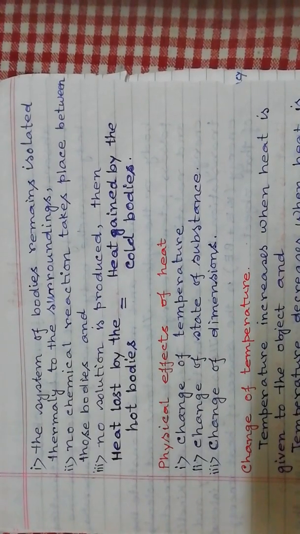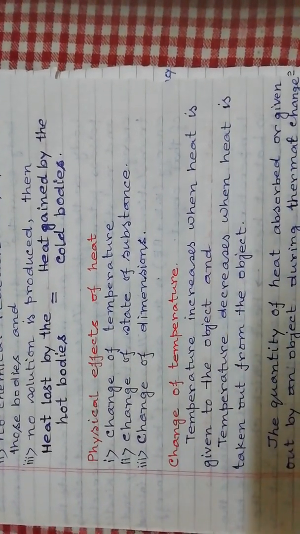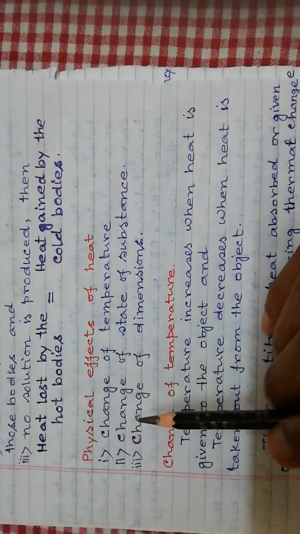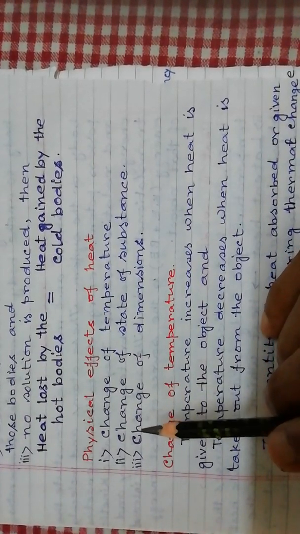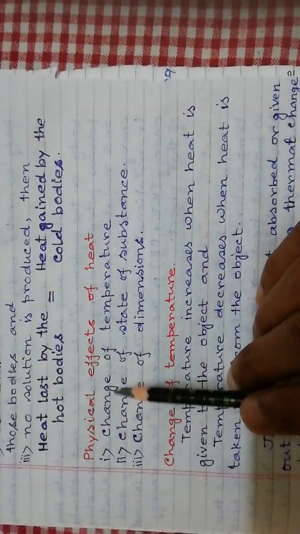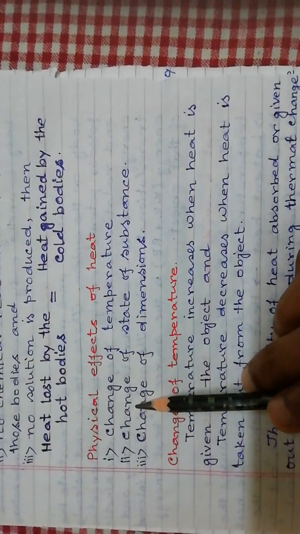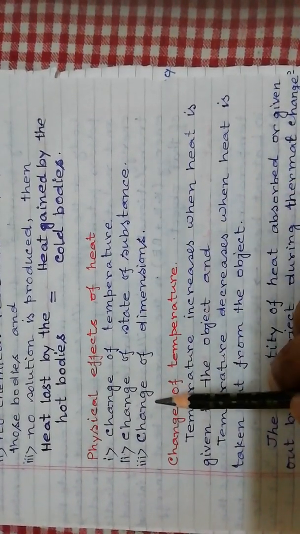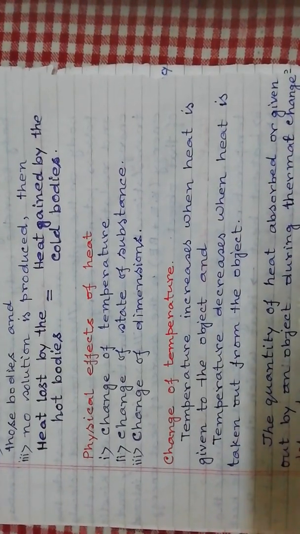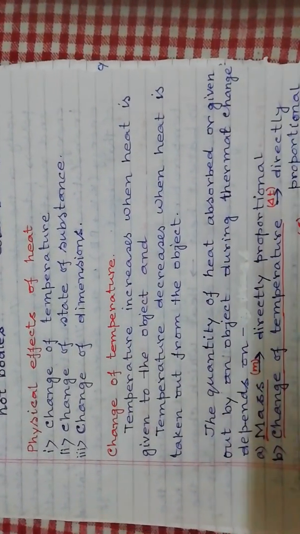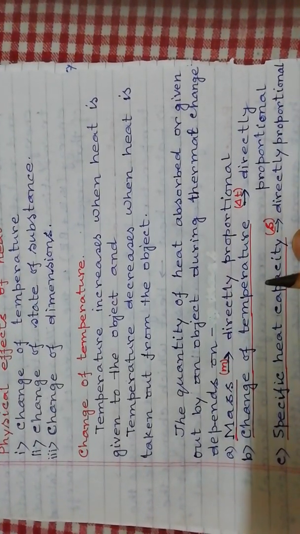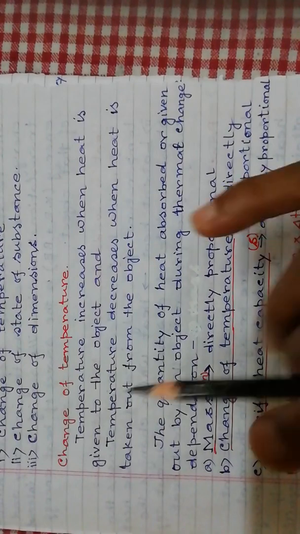Now, physical effects of heat. There are three physical effects. One is the change of temperature. That means heat can change the temperature. Heat can change the state of the substance. Heat can change the dimension of the object. Dimension means it can change the length, breadth, height. It can change the volume. It can change the surface area. These are the effects. Now, change of temperature.